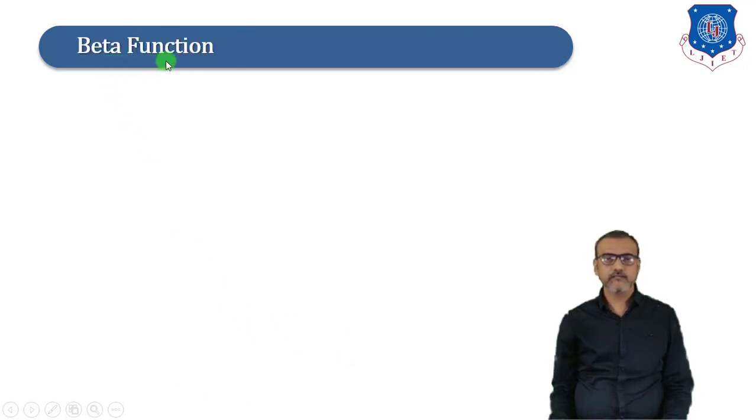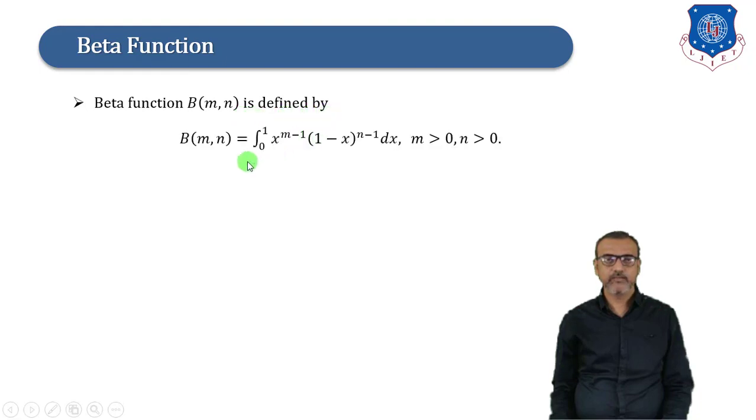Now we will see what is the beta function. The beta function, beta(m, n), is defined by beta(m, n) equals the integral from 0 to 1 of x raised to m minus 1, times (1 minus x) the whole raised to n minus 1, dx, where m is greater than 0 and n is also greater than 0. So this is how we define beta(m, n).